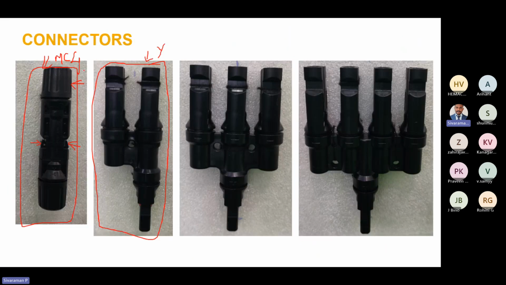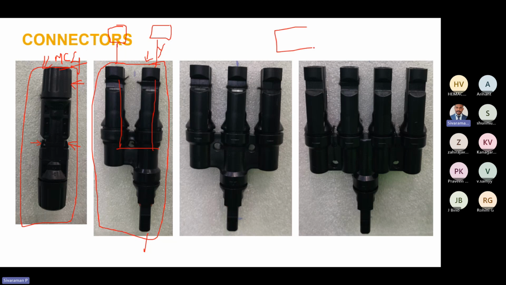So this will be the MC4 connector. The last one will be the Y connector. What will the Y connector do? Here we can connect one PV panel connection. This will be one panel connection, and this will be the common output. So what it is doing is paralleling the connections.